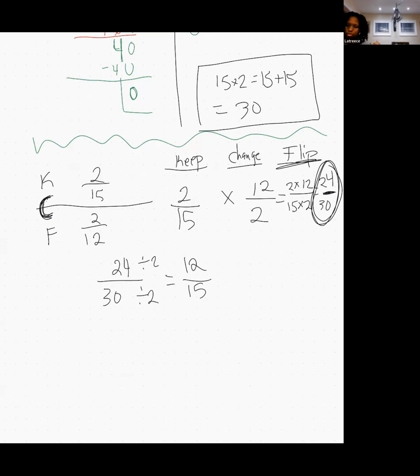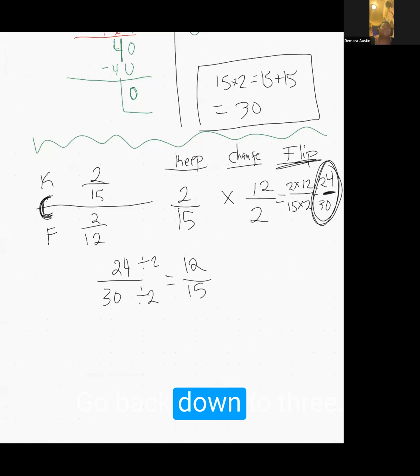Two. 2 works for 12, but it doesn't work for 15. Next. 6 works for 12, but it doesn't work for 15. Go back down to 3.